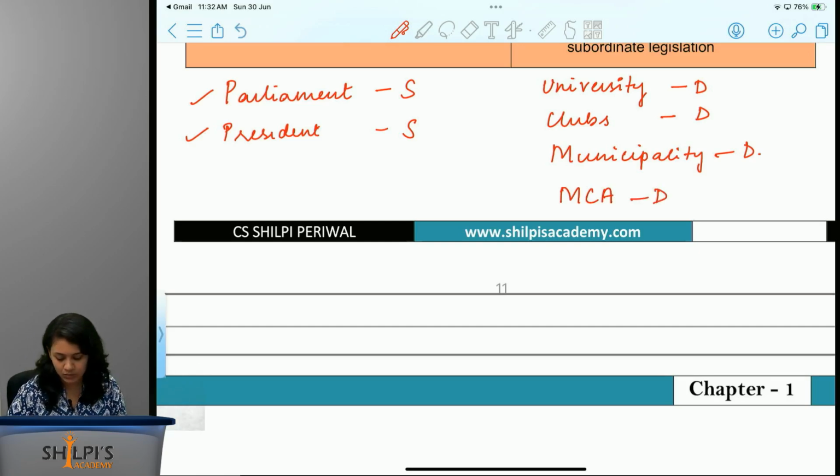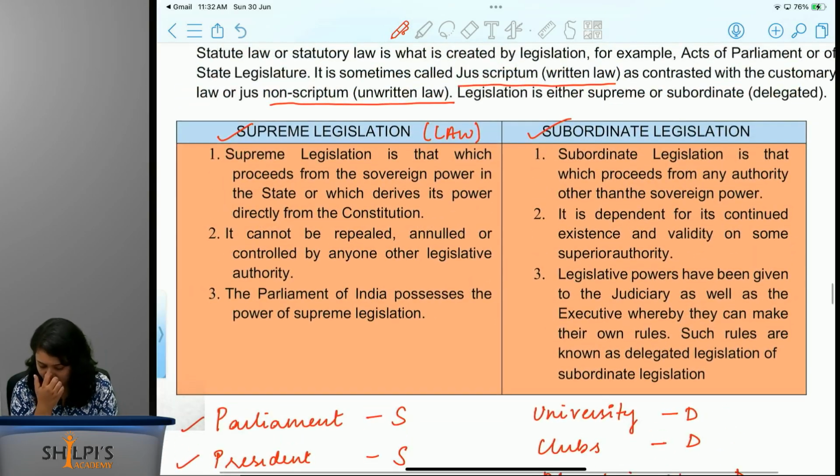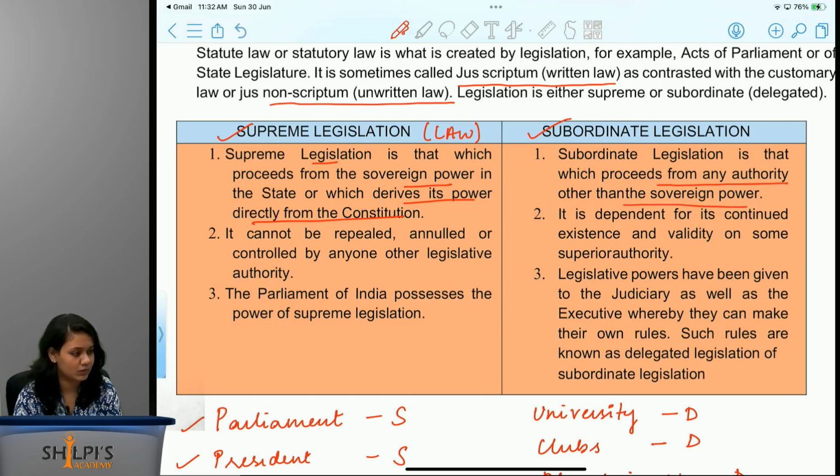So we look at the definition. Supreme legislation is that which proceeds from the sovereign power, that is the highest power in the state, and which derives its power directly from the Constitution. Whereas subordinate legislation is anything which proceeds from an authority other than sovereign power, that is the exact opposite of supreme.